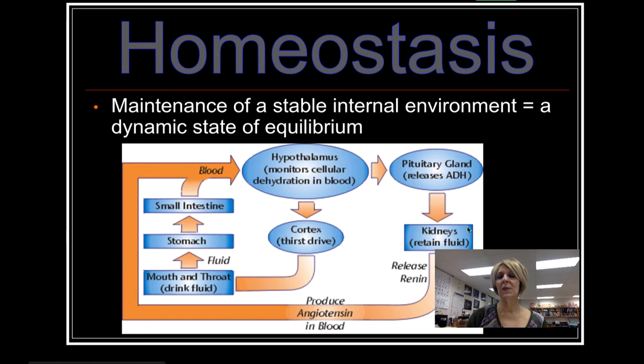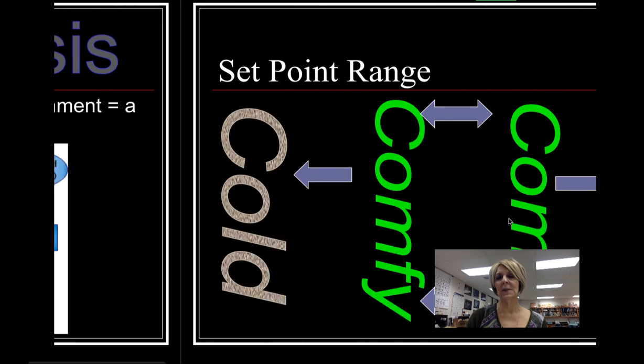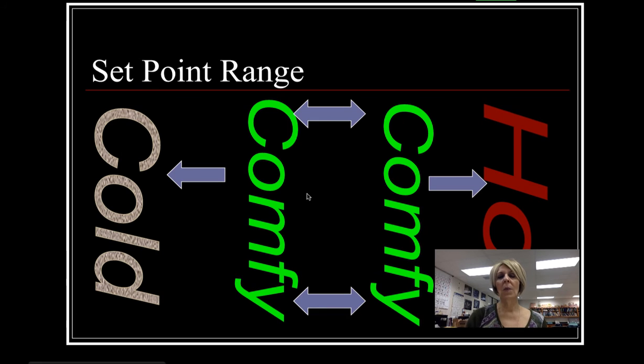And there are lots of different structures in the body that help us maintain that. So normally in homeostasis, we have some kind of a set point that keeps us in a range that would be good for our body. So for example, with our temperature, we don't want to get too hot, we don't want to get too cold. We have a set point range for humans, about 98.6 degrees Fahrenheit.